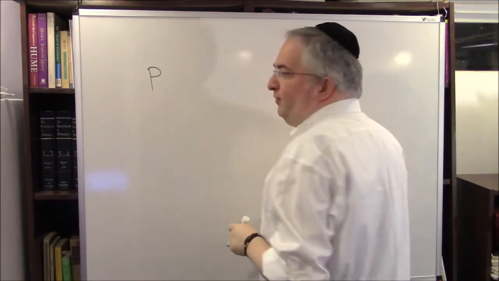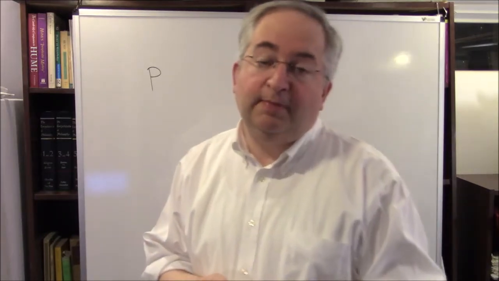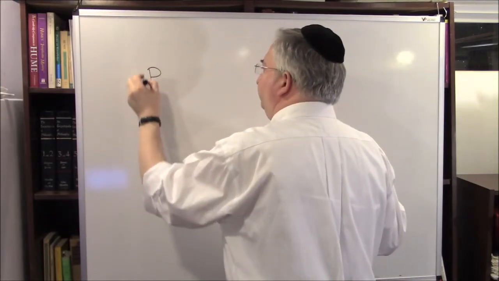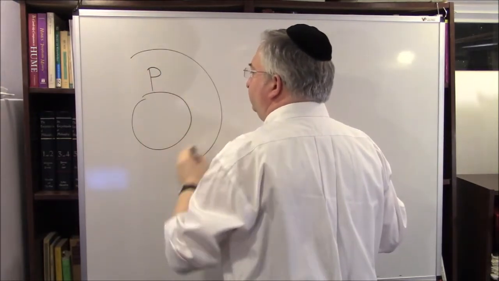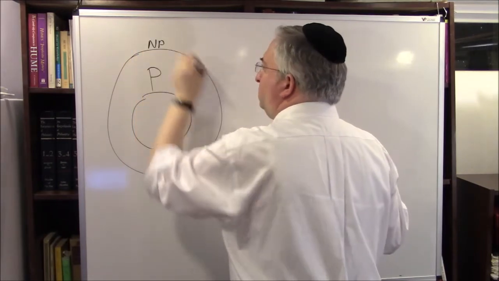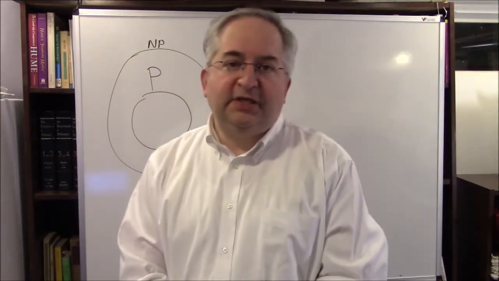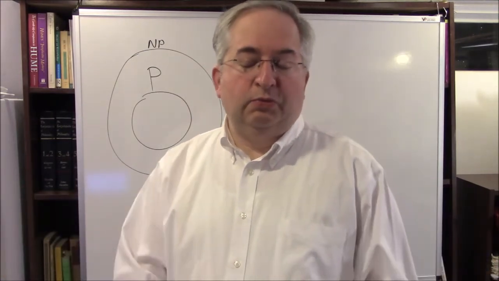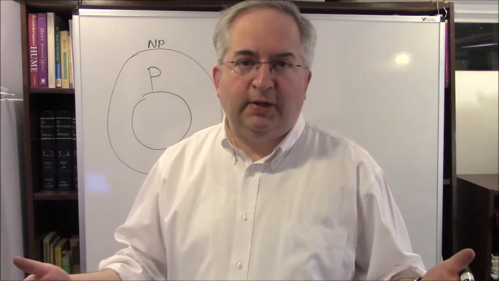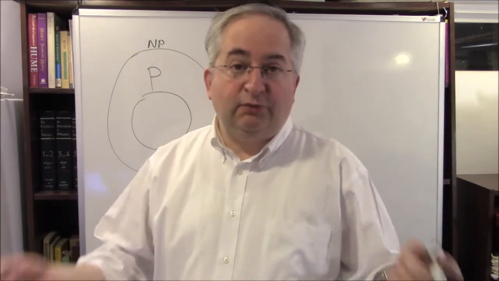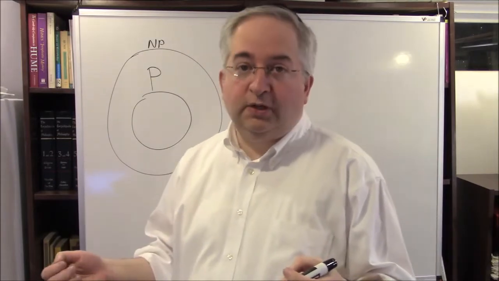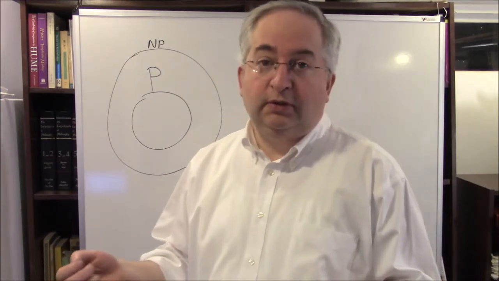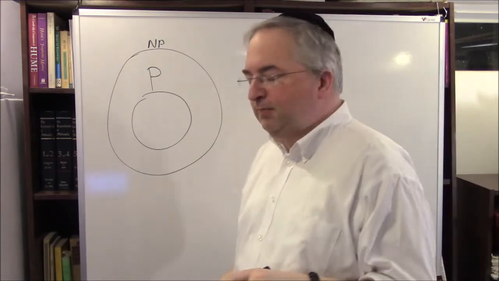P is a set of all problems that can be solved in polynomial time. NP is a set of all problems that can be solved within an exponential or factorial amount of time. Now, polynomials are smaller than exponential and factorial. That was that thing from page 118.